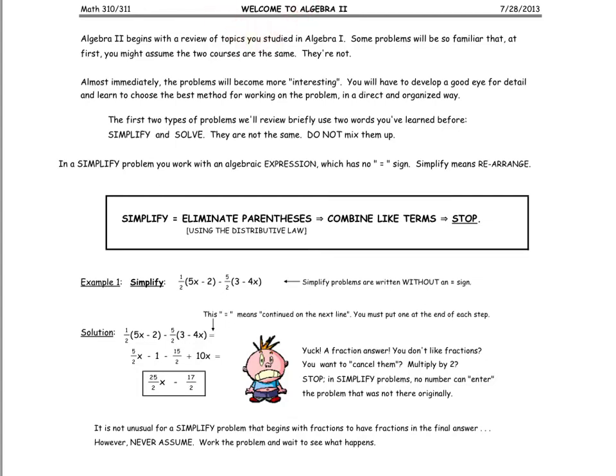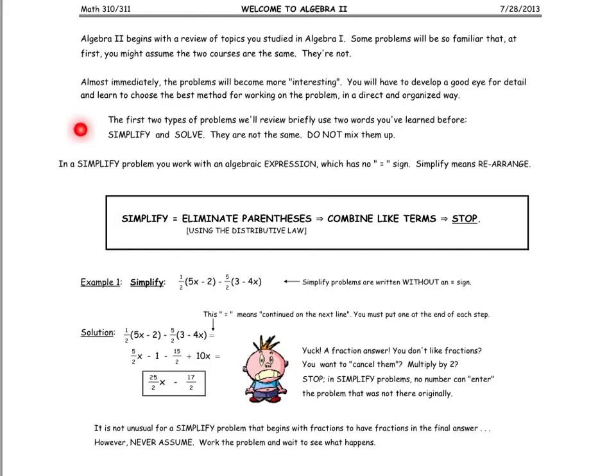Welcome to Algebra 2. Algebra 2 begins with a review of topics you studied in Algebra 1. Some problems will be so familiar that at first you might assume the two courses are the same. They're not. Almost immediately the problems will become more interesting, and yes, interesting means more challenging. You will have to develop a good eye for detail and learn to choose the best method for working on the problem in a direct and organized way.